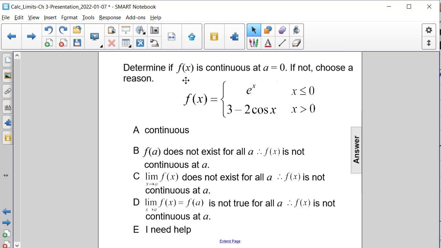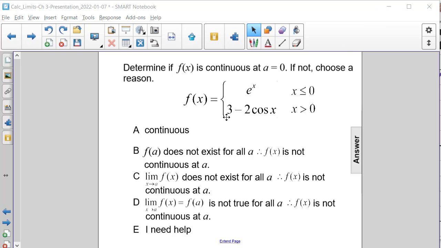Determine if the function f of x is continuous at a equals 0. If not, choose a reason that it's not continuous. f of x is equal to e to the x for x values that are less than or equal to 0, and it's equal to 3 minus 2 times the cosine of x for x values greater than 0.